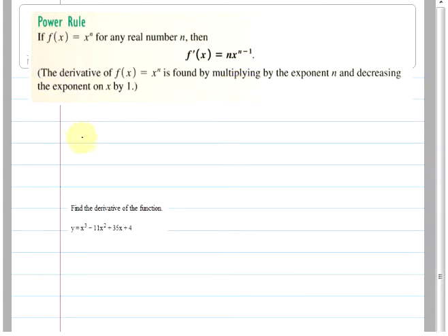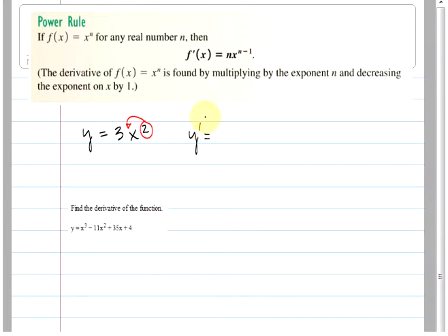So let me illustrate the power rule using an example. Let's say y equals 3x squared. By the power rule, to find the derivative of this function, we simply need to bring that power down in front as a multiplier and then decrease the exponent by 1. So here's what I mean.